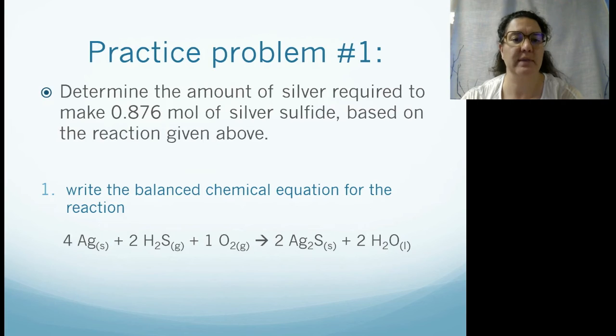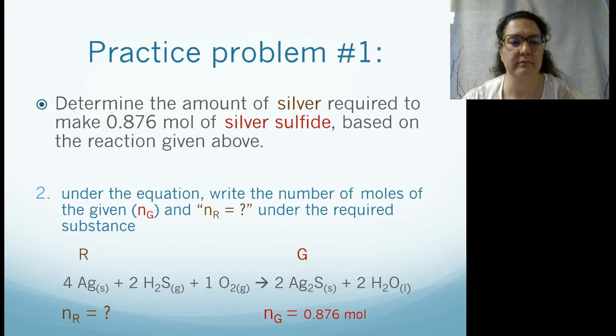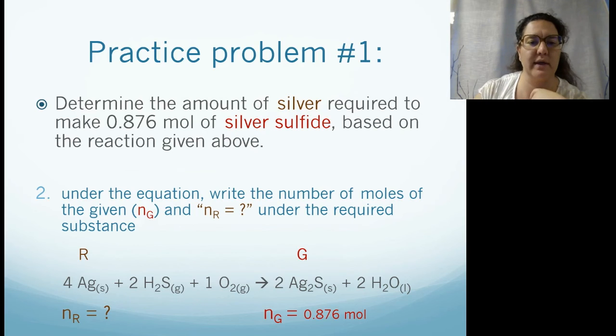So, determine the amount of silver required to make 0.876 moles of silver sulfide based on the reaction. So we write the balanced chemical equation for the formula. Then, under the equation, write the number of moles given and the number of moles required. So in our question, we were given that we had 0.876 moles of silver sulfide. So that's going to be on our product side, and here is that moles. Now we want to find the number of moles of silver required to make that happen.